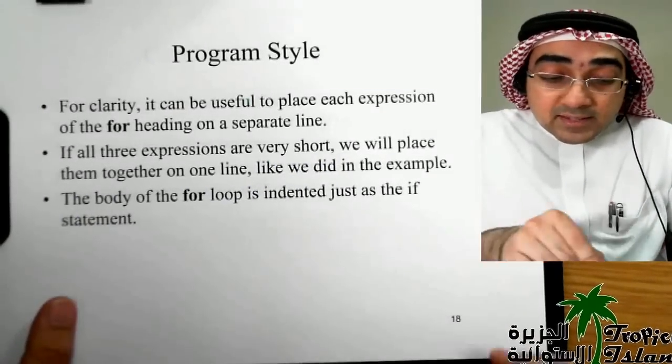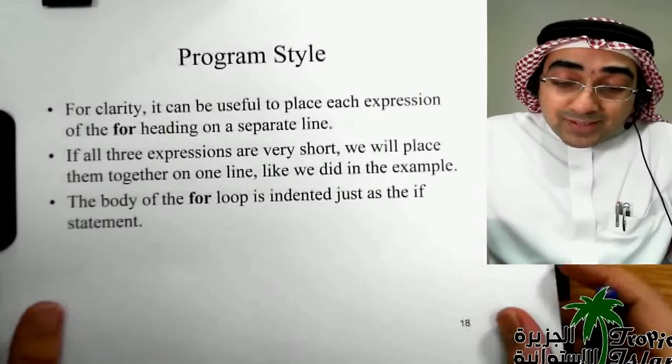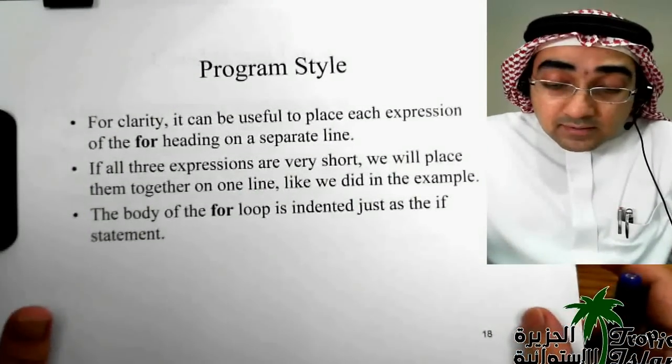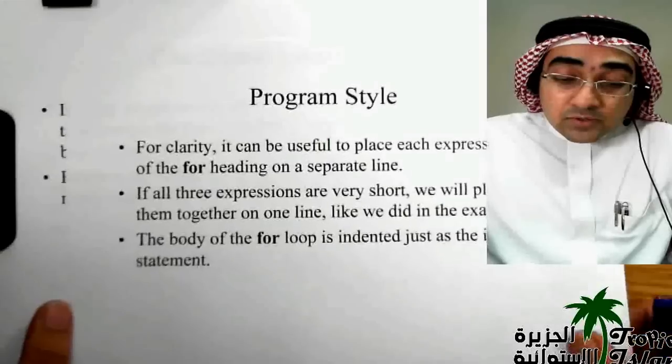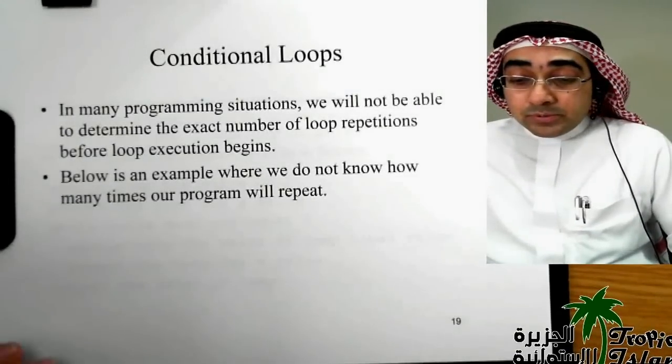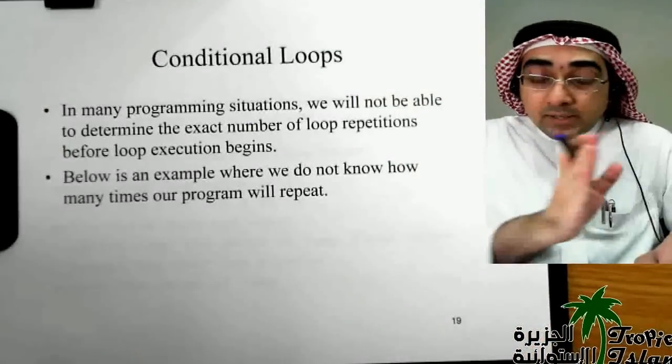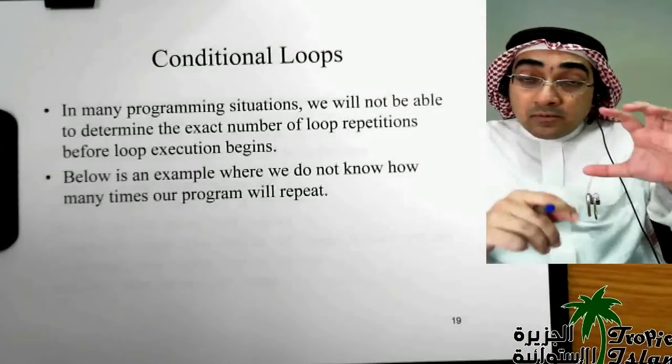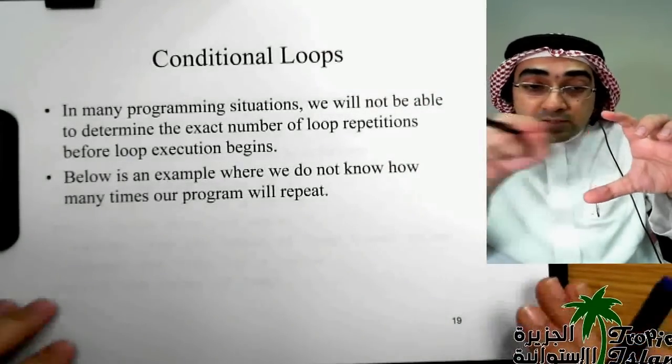If all three expressions are very short, we will place them together in one line like we did in the last example. The body of the for loop is indented just like the if statement. That's by putting a tab in front, so you actually tell the person who's looking that you have a for loop and that these are the things that are inside it.